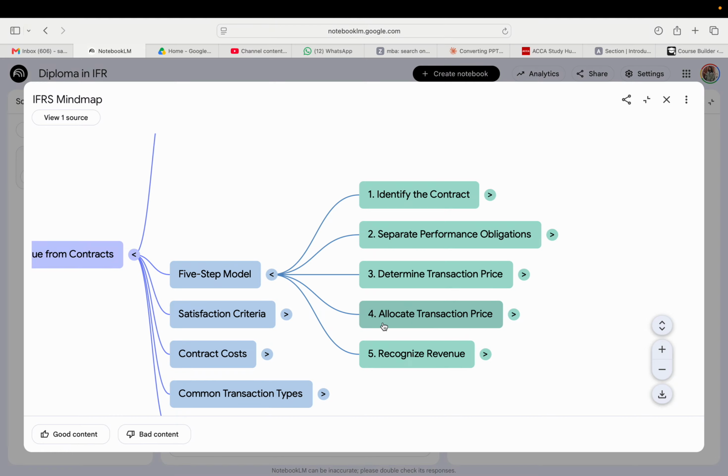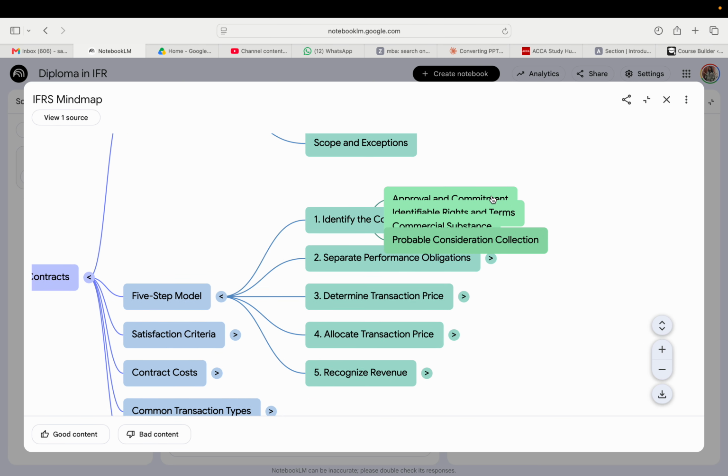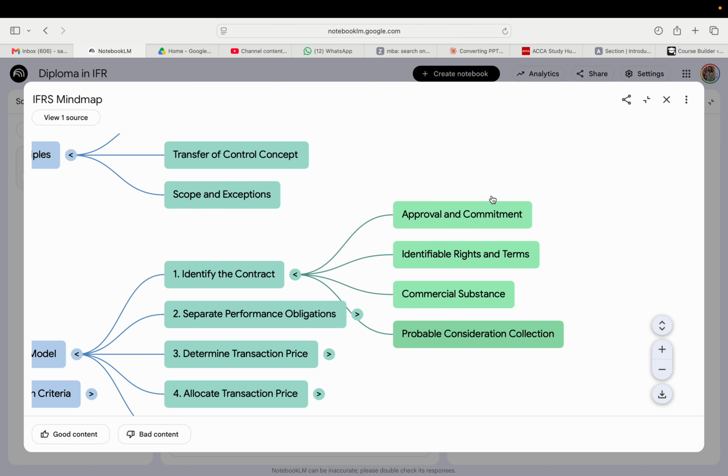Then you have to allocate that transaction price if there is more than one performance obligation. Sometimes with the product you might give them a service, after sale service or a warranty. So that is an additional performance obligation. Then you finally recognize revenue. So step 1 is further classified into this.